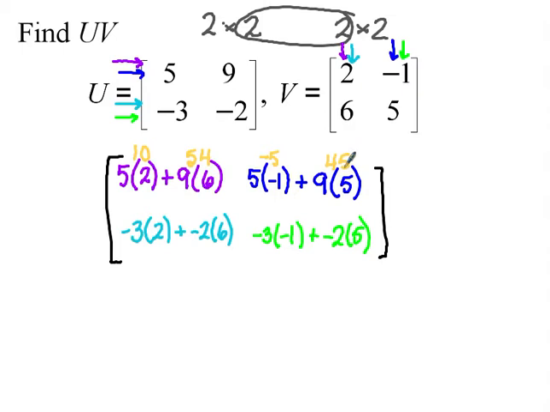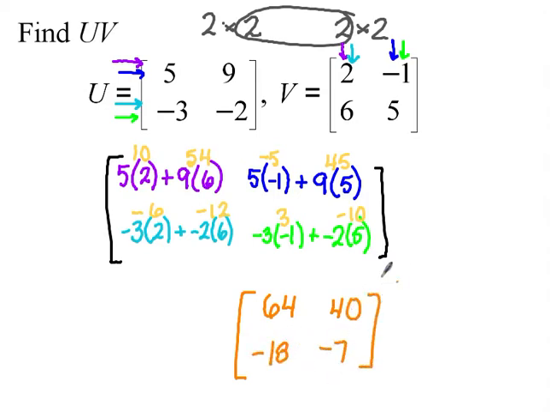What do I get for my bottom row? That's a 5. Sorry, you can't read that last one in the green very well. That's mine. So what will I get for my matrix? 64, 40, negative 18, and negative 7. There you go. Okay, now they aren't all going to be easy like that. Okay, that's a 2 by 2.